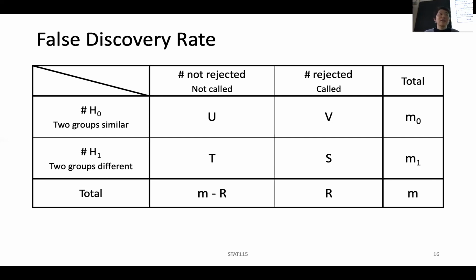It's a true negative, right? This is a true negative, that's U. What is V? It's a false positive, right? Because these two groups are similar, but you call them as different. That's a false positive. T is a false negative, right? These two groups are different, but you didn't call it. That's a false negative. And then S is a true positive, right?